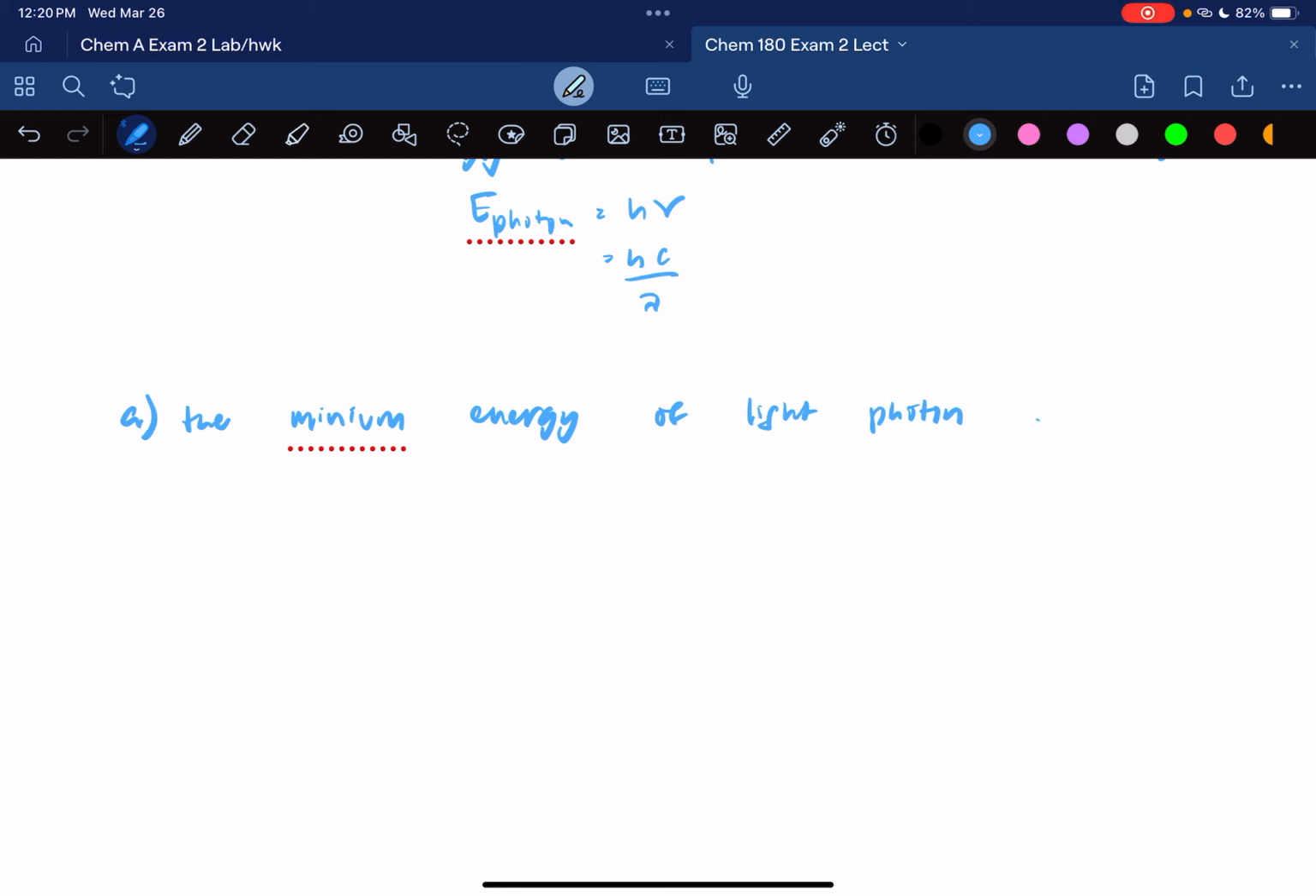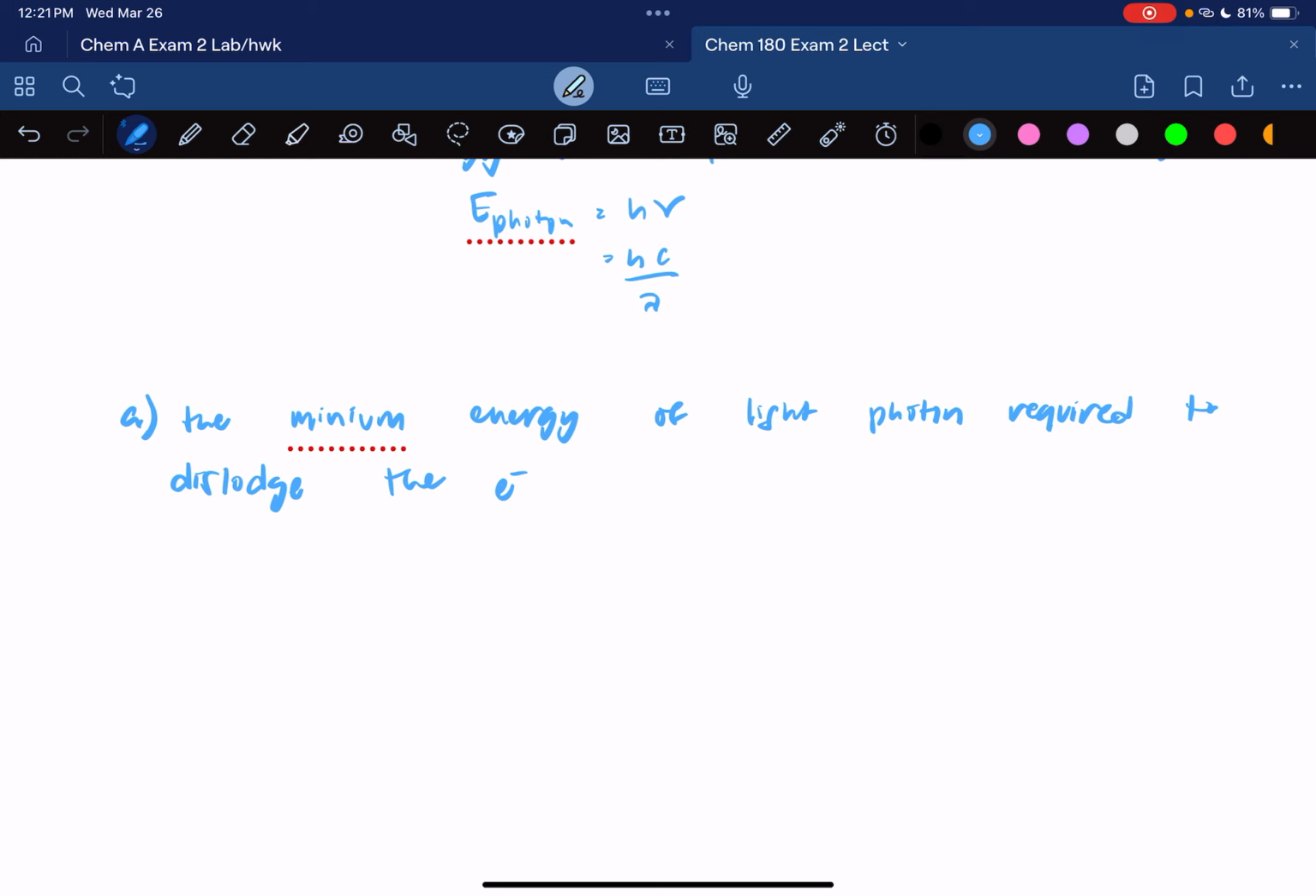How do you calculate that? You just say hc over lambda, meaning E photon. That photon, in terms of the lambda equation, must equal what? The binding energy. So can I find out the lambda then? Lambda equals hc over the binding energy, right?